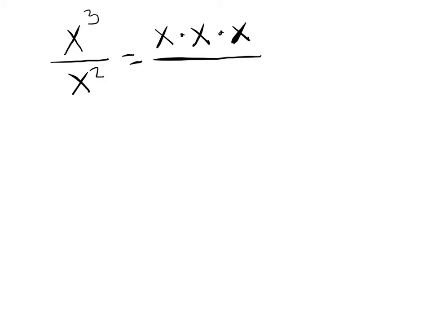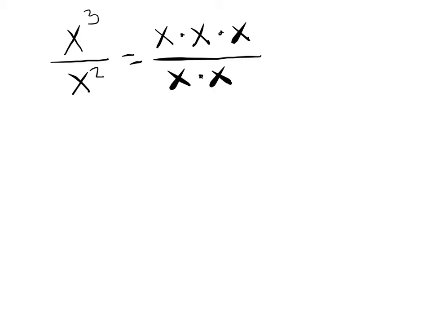Now we're going to look at quotients. Quotients, that has to do with fractions. So if we had x cubed over x squared. Well, I already know that x cubed is x times x times x. And I know that x squared is x times x.